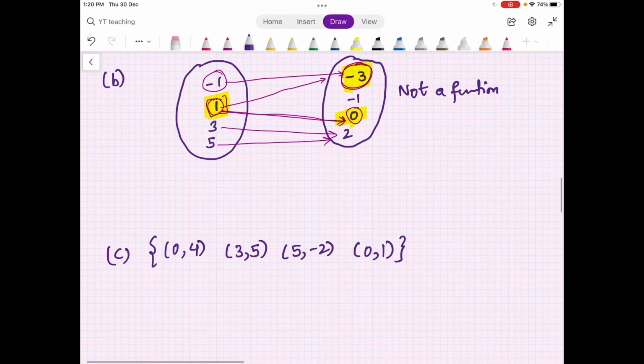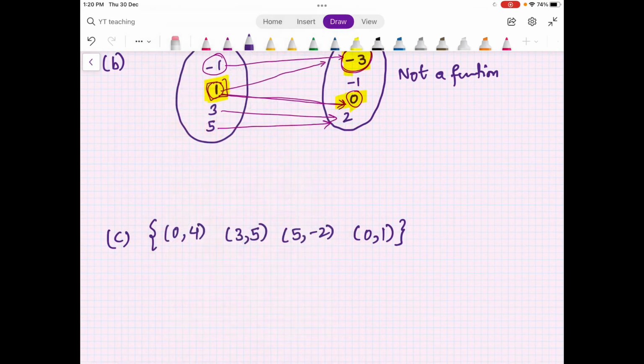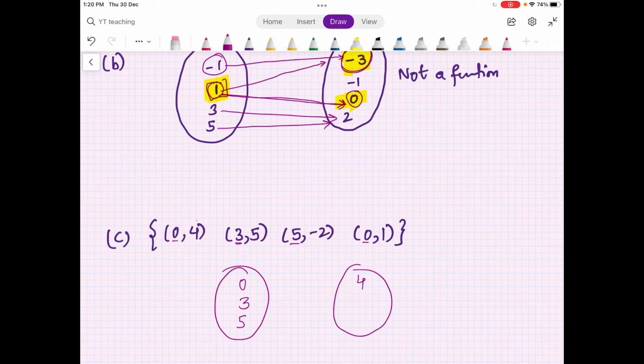Now let us look at another one. Here you are given this relation. These are the inputs: 0, 3, 5. And the outputs are 4, 5, -2 and 1.